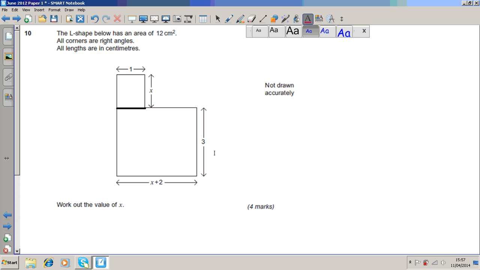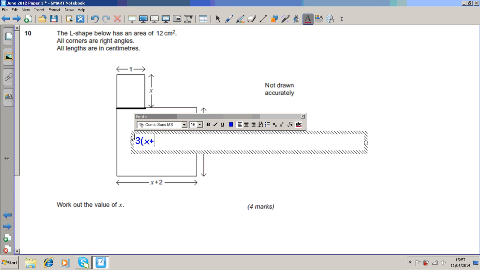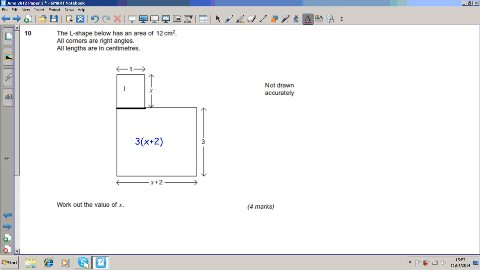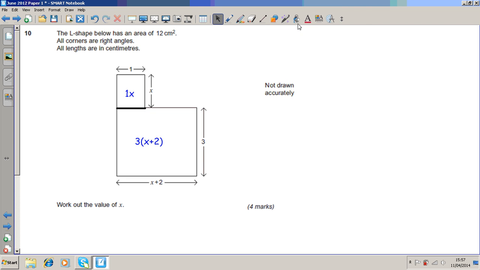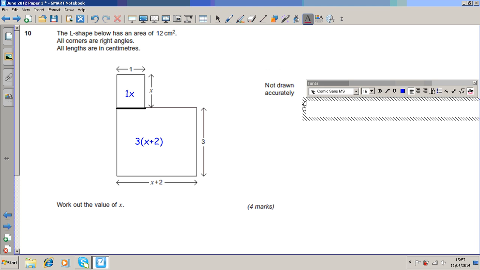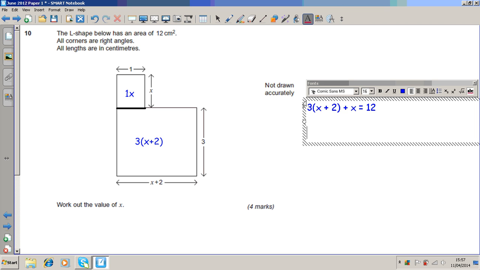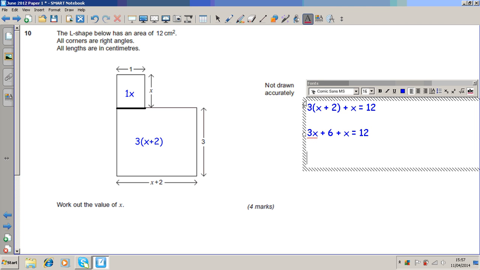So we're going to look at the first one. This area here is going to be 3 lots of x plus 2. And this one is going to be 1 lot of x. So if I work that out, I've got 3 lots of x plus 2, plus x, going to give me my area, which is 12. So expand it: 3x plus 6 plus x is going to equal 12.